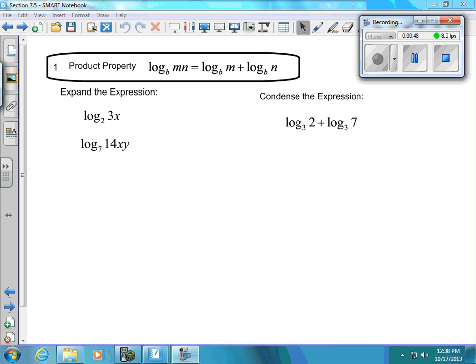Okay, the first property we're going to look at is the product property. Expanding and condensing. Expanding means to make the expression longer, stretch it out. You're expanding your day, you're making it longer, you're stretching it out. If you're condensing things, you're making it smaller, you're squeezing it all together, so to speak. So expand is stretch it out, it's going to be a longer expression. Condensing is shrinking it, or it's going to be a smaller expression.